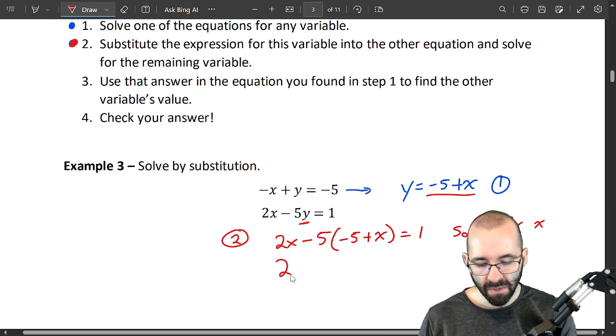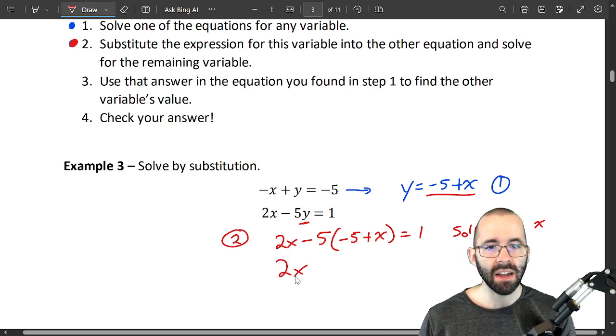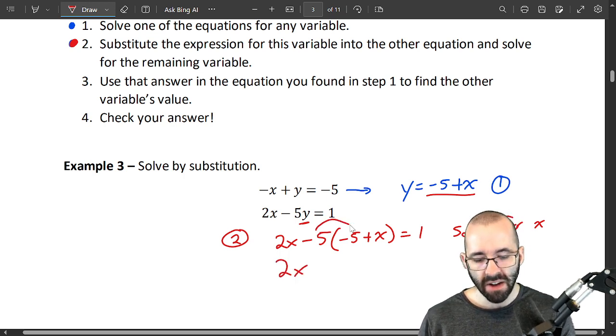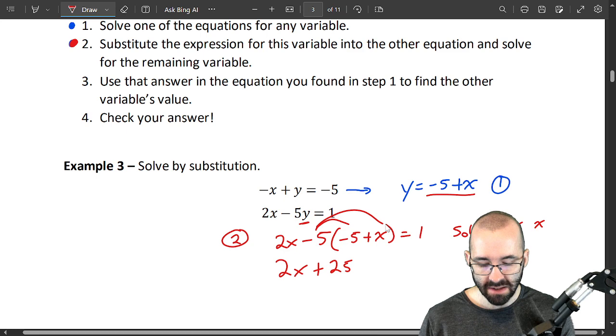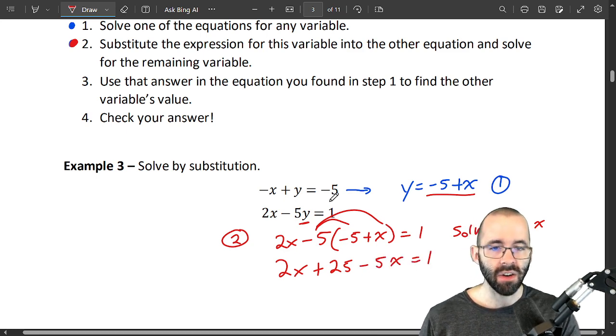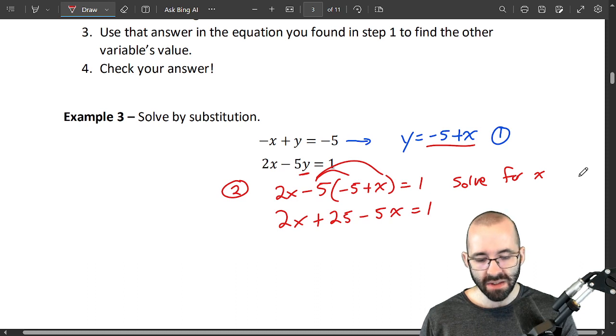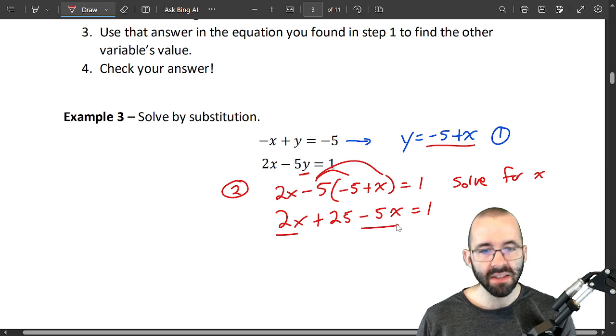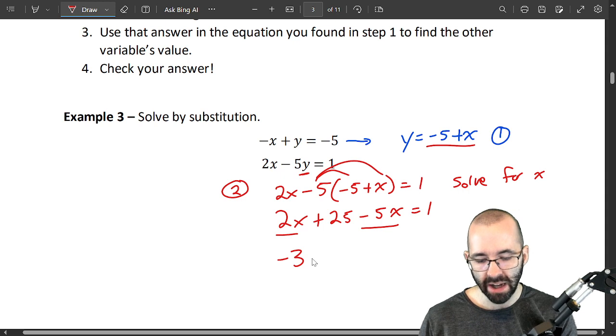Well, let's simplify. We're going to have to distribute that -5. -5 times -5 is +25. -5 times x is -5x. Now we have a linear equation. We need to get all the x's on one side, all the numbers on the other. So we'll combine like terms. We have 2 x's, and we're losing 5 of those x's. So now we're down 3 x's.